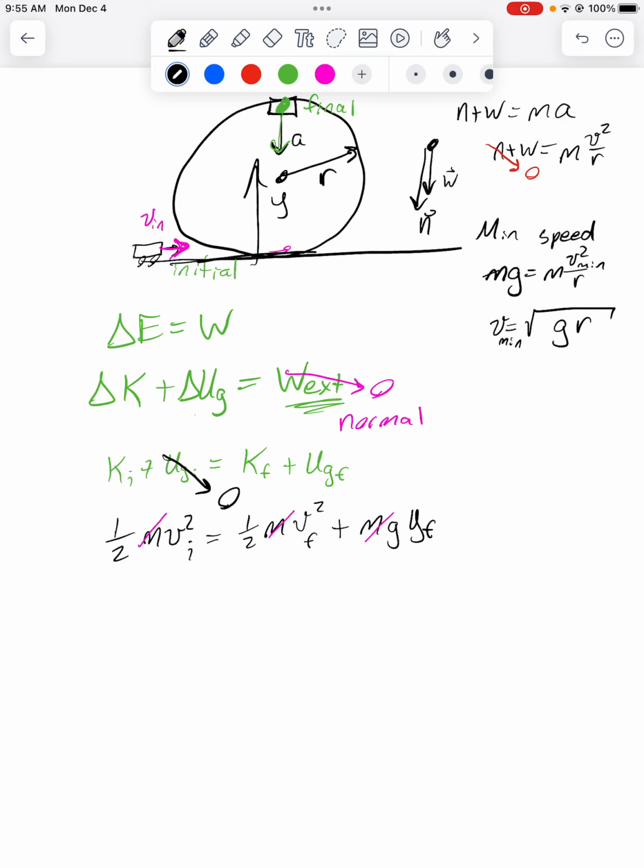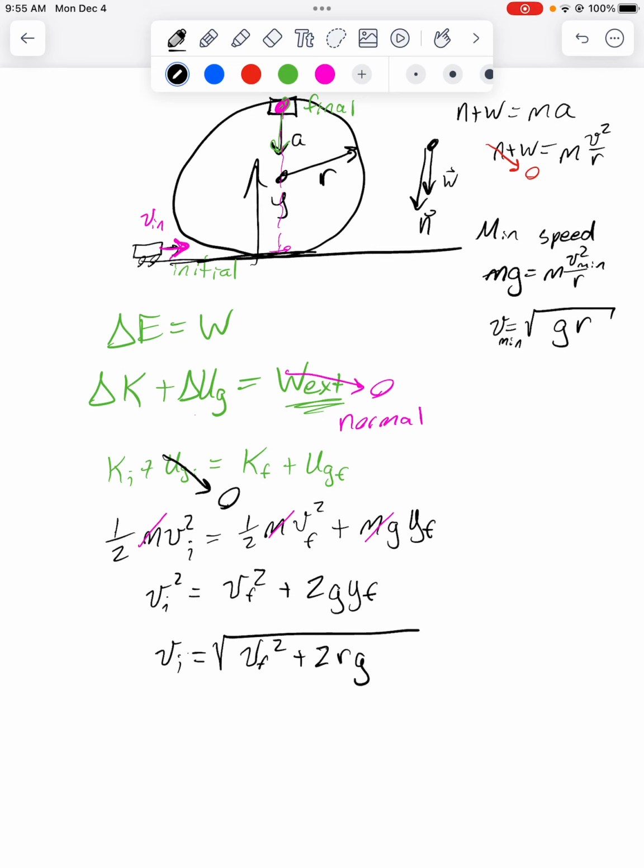We are trying to find the initial speed, so we can multiply by 2 just to make that a little bit nicer. So we get vi squared equals vf squared plus 2gyf. yf is the height when you reach the top, and that, of course, is just 2 times the radius. So we're going to have that vi squared is equal to vf squared plus 4rg.